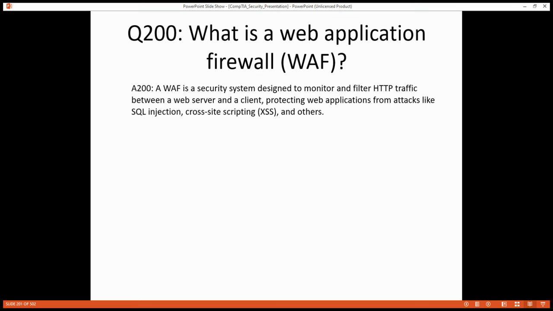Q200. What is a web application firewall, WAF? A200. A WAF is a security system designed to monitor and filter HTTP traffic between a web server and a client, protecting web applications from attacks like SQL injection, cross-site scripting, XSS, and others.